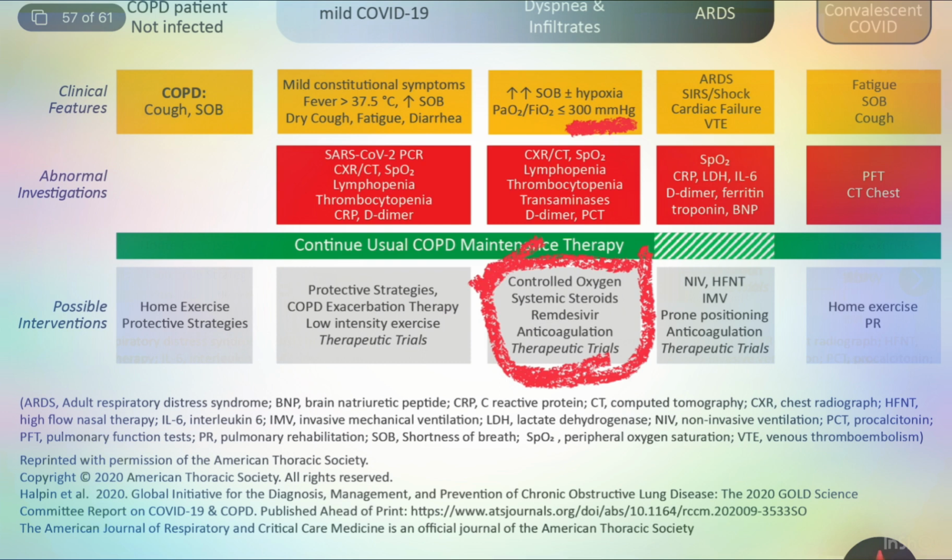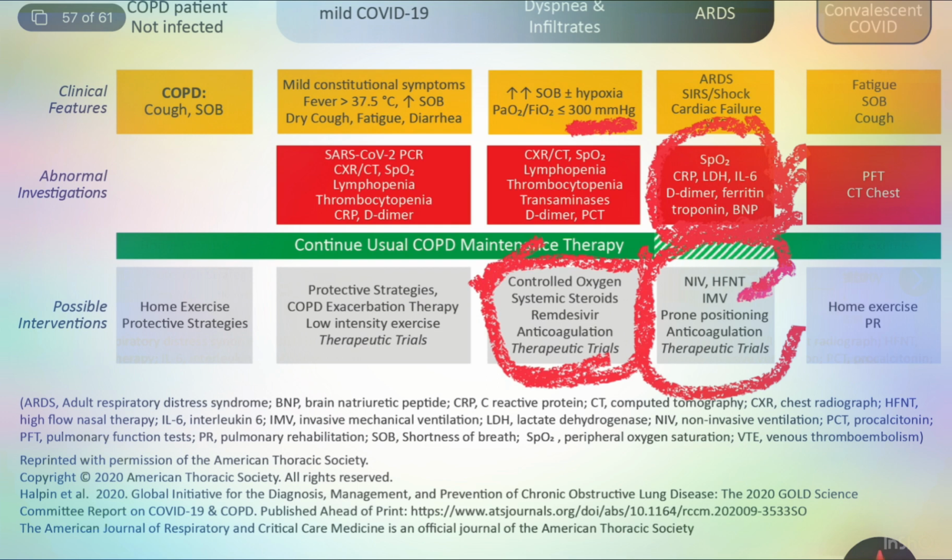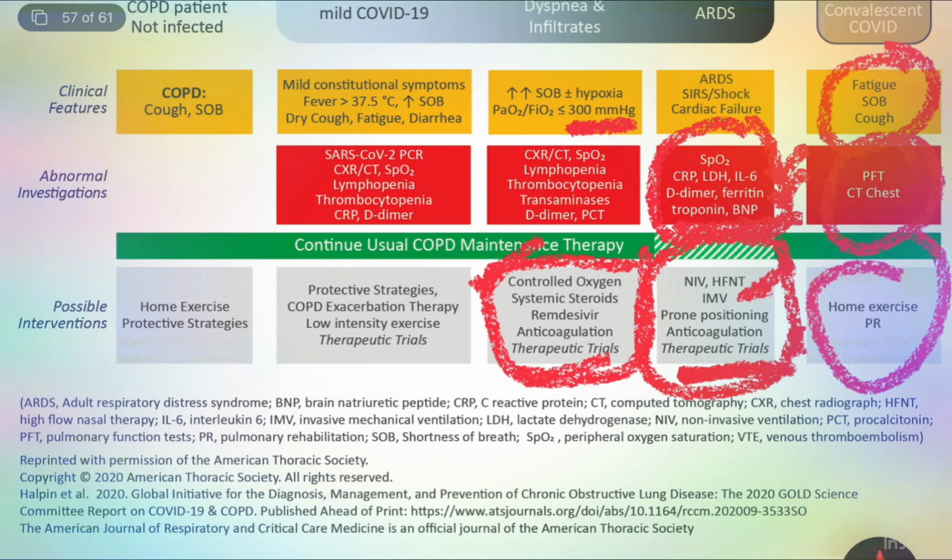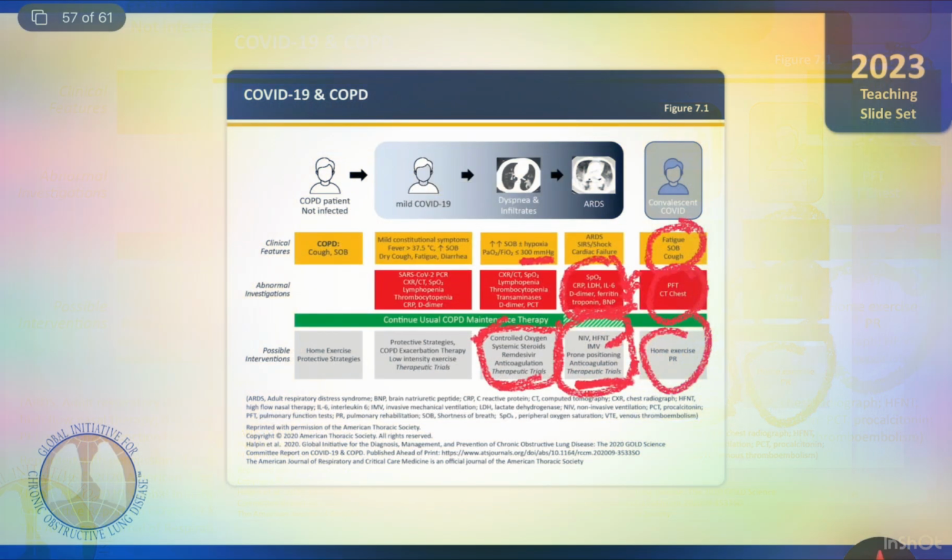Then comes the ARDS stage, where SIRS, shock, cardiac failure or venous thromboembolism could be there. They are adding ferritin, IL-6, LDH, CRP, troponin, and BNP levels, and NIV should be given. High flow nasal therapy should be given, and invasive mechanical ventilation should be considered. Then prone positioning, anticoagulation, therapeutic trials should be started. Then comes convalescent COVID, with fatigue, dyspnea, cough. PFT and CT chest we should do, and home based exercise and pulmonary rehabilitation are recommended.